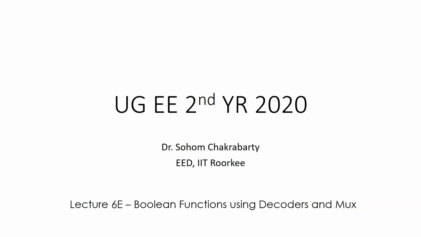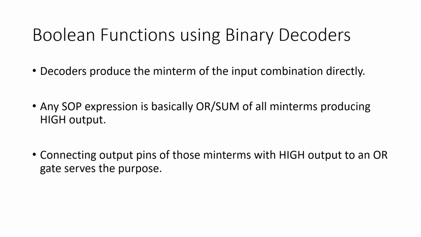Actually this is very simple. You need to understand a few basics. Try to remember again what the decoder was doing. The decoder was basically producing the min term of the input combination. Whenever you have an input binary word, the corresponding output is getting activated. That particular min term is getting produced at the output.